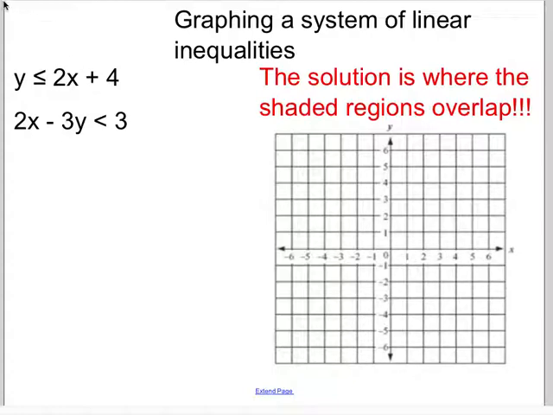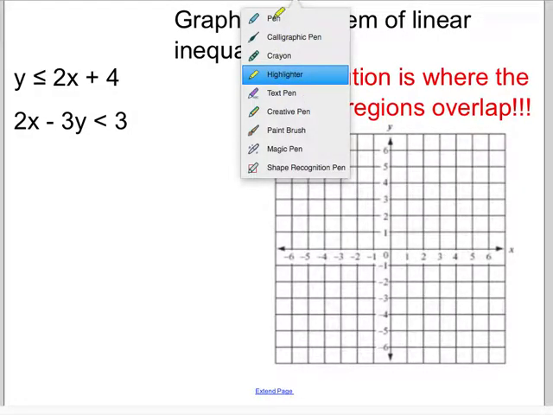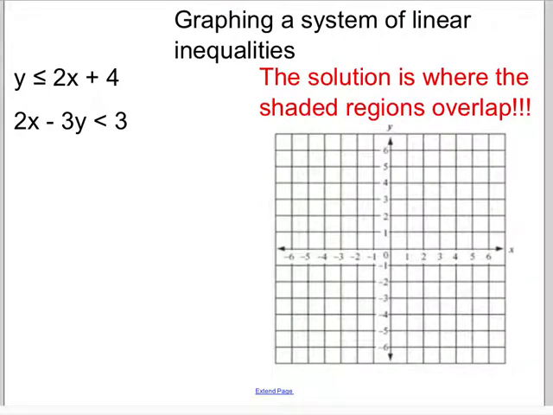And so if you look here, we have two inequalities. y is less than or equal to 2x plus 4. I'm going to use blue for that one. And so with this one, y is solved for, so we don't have to do any work there. It's less than or equal to, so we're going to be solid, and we're going to shade below.